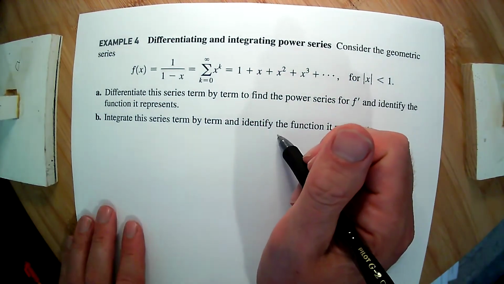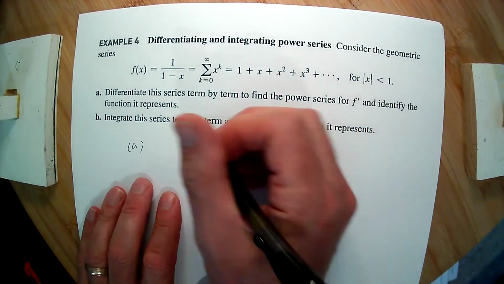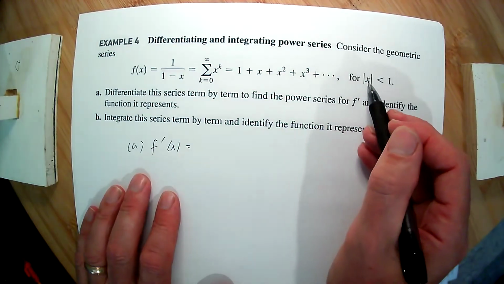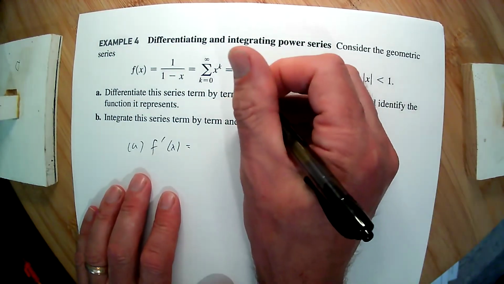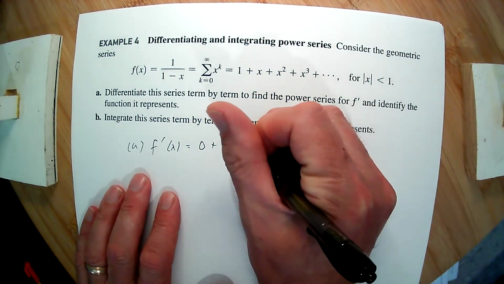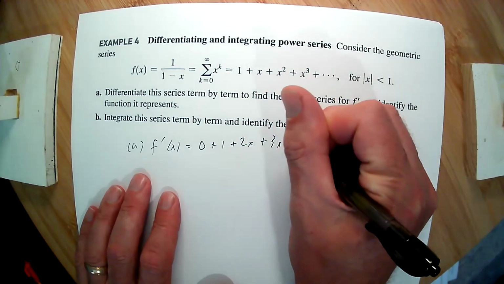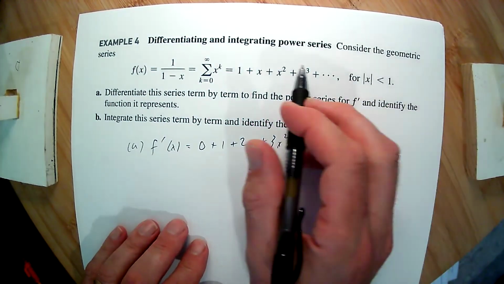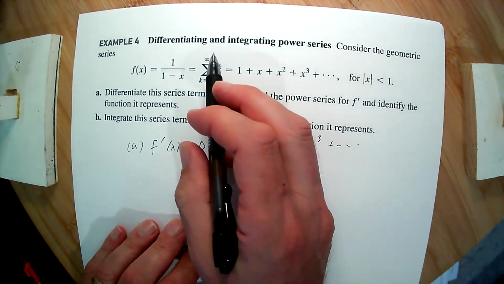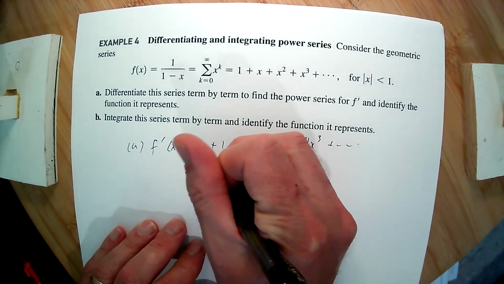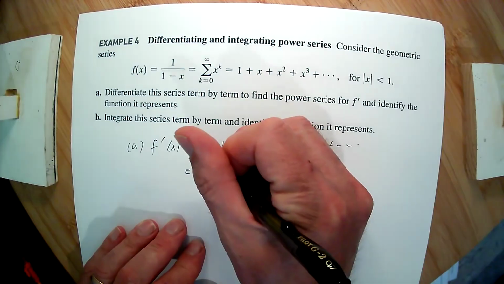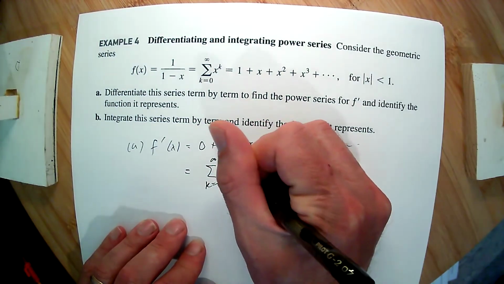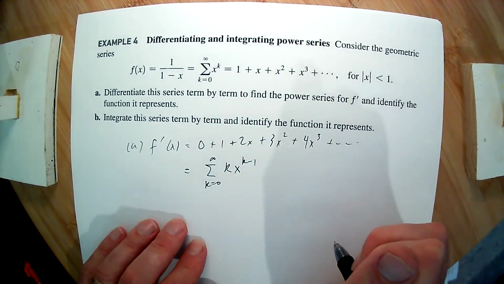Okay, so for part A, what does f prime look like? Well, if I just start differentiating term by term, that's going to be 0 plus 1 plus 2x plus 3x squared plus 4x cubed and so on, right? I just took each of these terms and differentiated. The same would work if I summed this up with k going from 0 to infinity and just differentiated each term: that's k x to the k minus 1, okay?